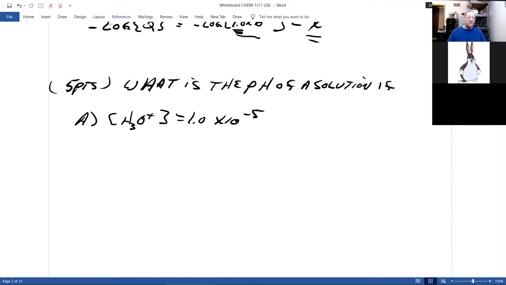All right, I'll do this one, 5 points. What is the pH of a solution? By the way, it always has a small p, capital H. If the hydronium ion concentration is 1.0 times 10 to the minus fifth, what are we trying to find? pH. What are we given?